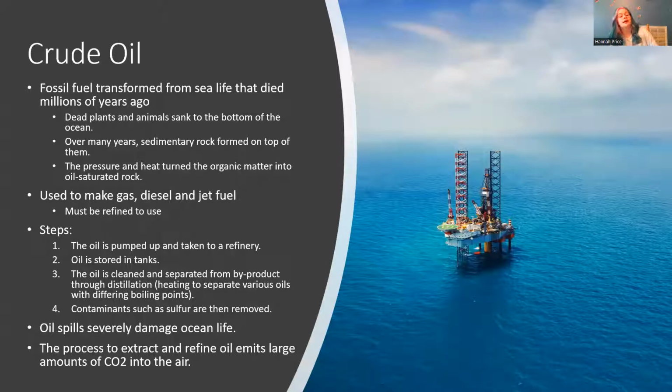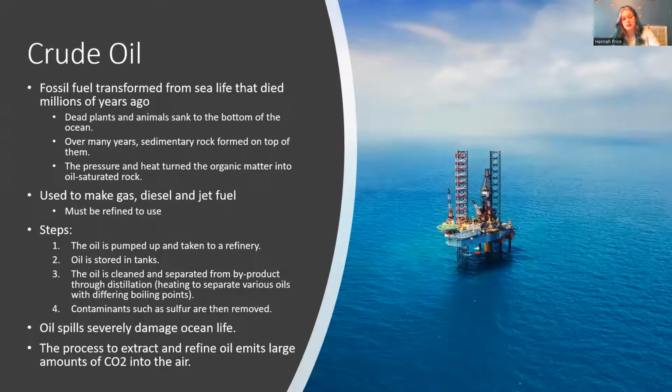This is used for gas, diesel, and jet fuel, but it has to be refined before we can use it for anything. The steps are: it's pumped up and taken to a refinery. This is as it's shown in the ocean, but it can also be on dry land as well. Oil is then stored in tanks until we use it, and then it's cleaned and separated from byproduct through distillation, which is heating the separate oils with different boiling points, and then contaminants such as sulfur are removed.